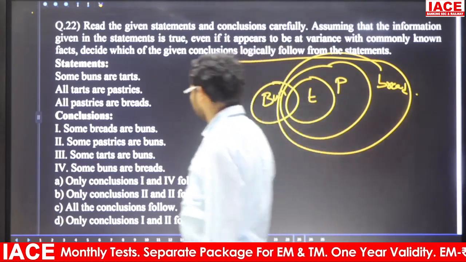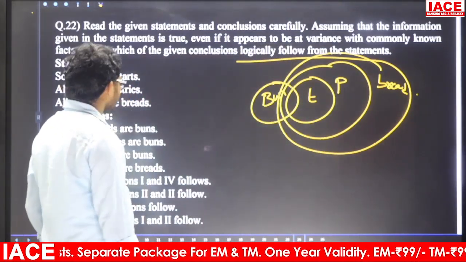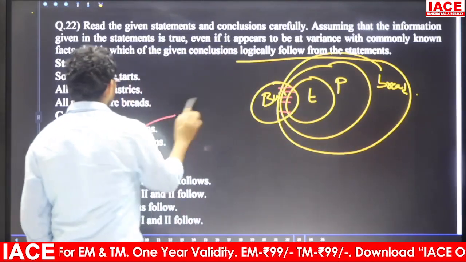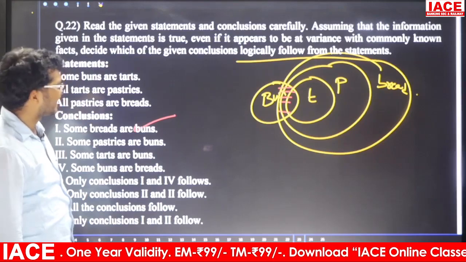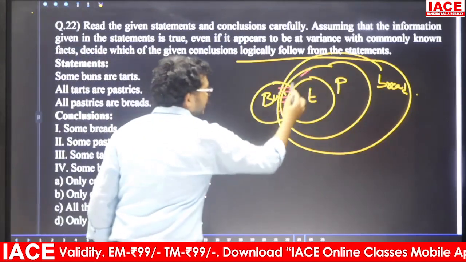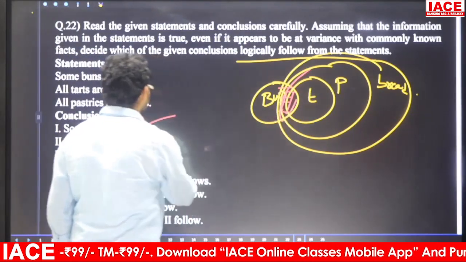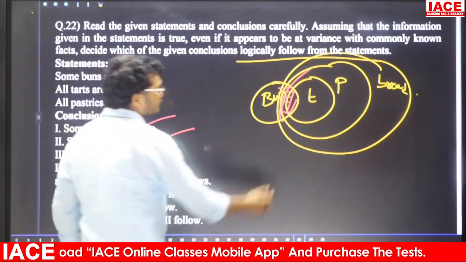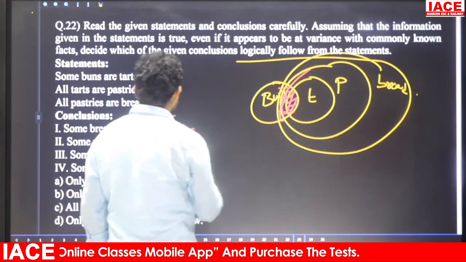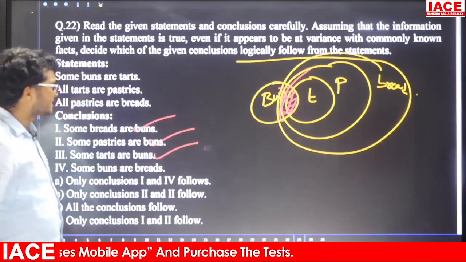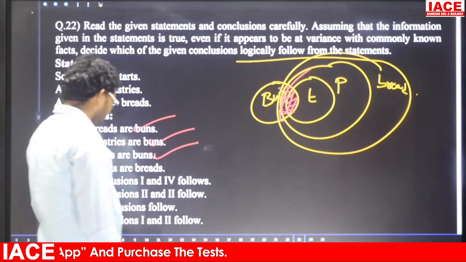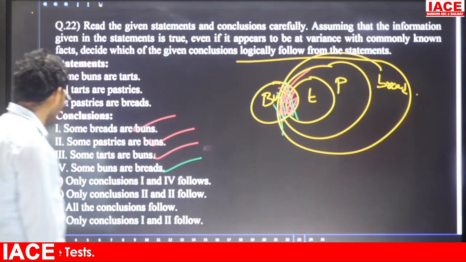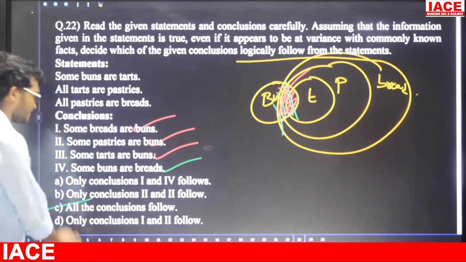Now take your first conclusion. Some breads are buns. Some part of bread is mixed with bun. Yes, the first one is true. Second one, some pastries are buns. Some part of pastry is mixed with bun. Yes, the second one is also true. Third one, some tarts are buns. Some part of tart is mixed with bun. Yes, this one is also true. Next one, some buns are bread. Some part of bun is mixed with bread. Yes. That means all are true, so the answer is option C.